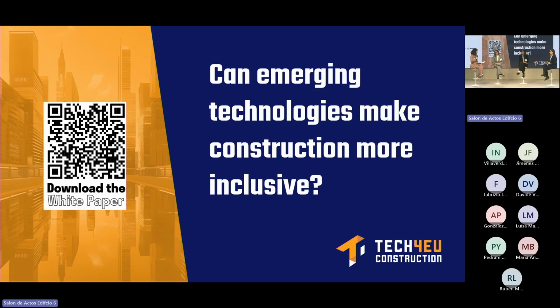So I'd like to ask a question to Eva. So again, according to the white paper, what should construction companies do to ensure that the technological transformation also leads to a greater inclusion?